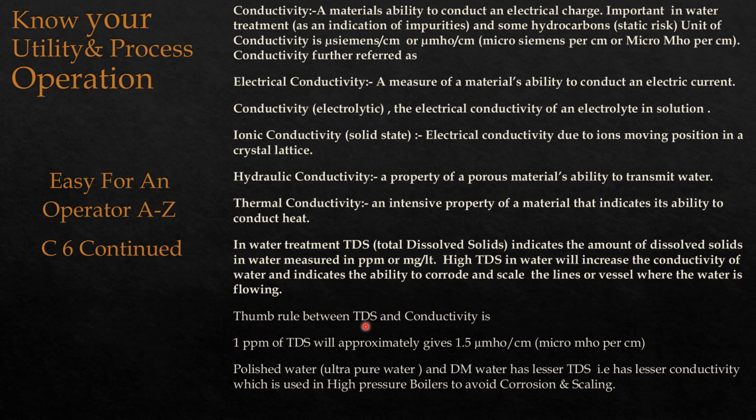The thumb rule between TDS and conductivity is that 1 ppm of TDS will approximately give 1.5 microsiemens per centimeter. Polished water is ultra pure water and DM water has less TDS, that is, lesser conductivity, which is used in high pressure boilers to avoid corrosion and scaling. This is the conductivity due to the presence of dissolved solids in water. We'll see some more important terminologies in the coming slides.